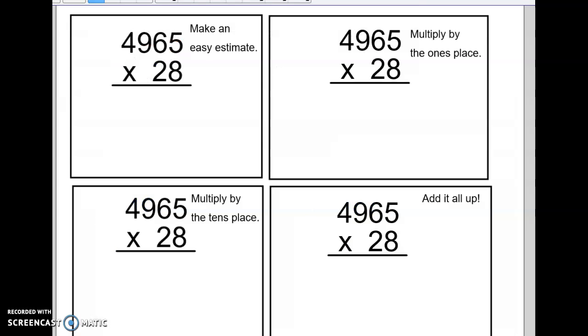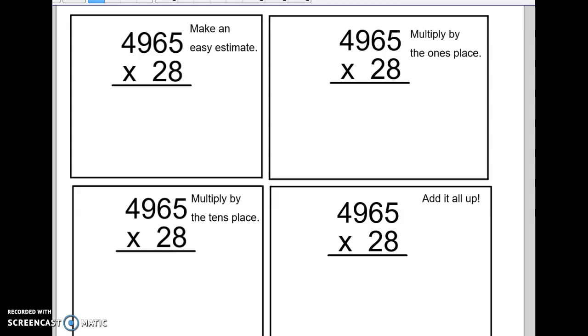Okay, we're going to start by making an easy estimate. I'm looking at maybe 5,000 times 30. What do you say? Okay, 5 times 3 is 15, with 4 zeros on the end. That's 150,000. Let's see how this goes.